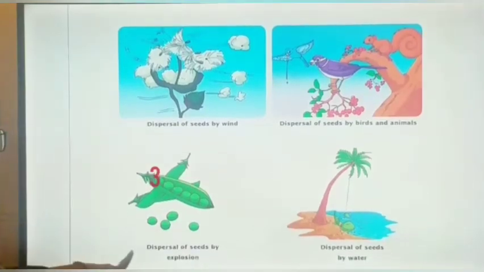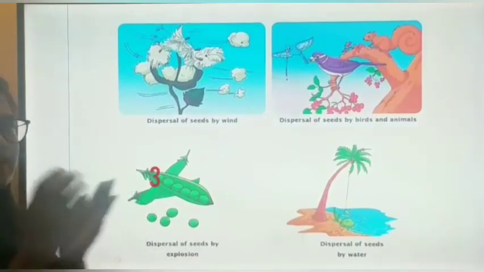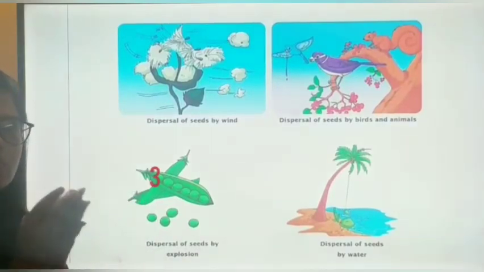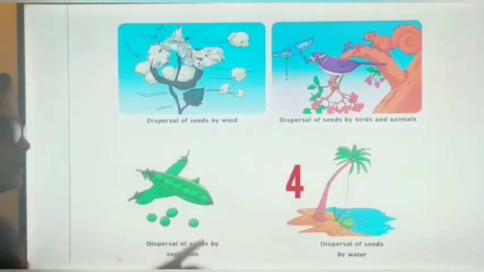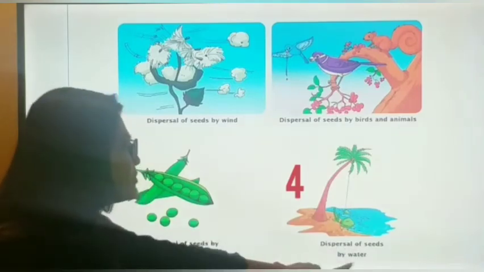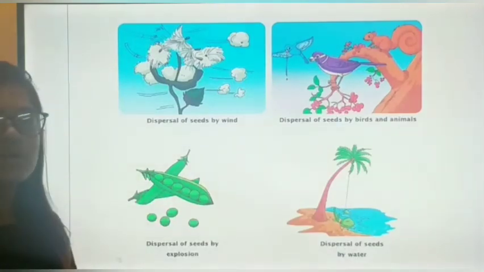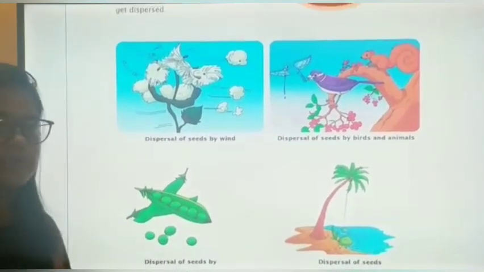Then dispersal of seed by explosion. That we have seen, that whenever the fruit is closed and when the fruit opens, the seeds move out. That is explosion. Then dispersal of seeds by water. Through water also the seed can move from one place to another.